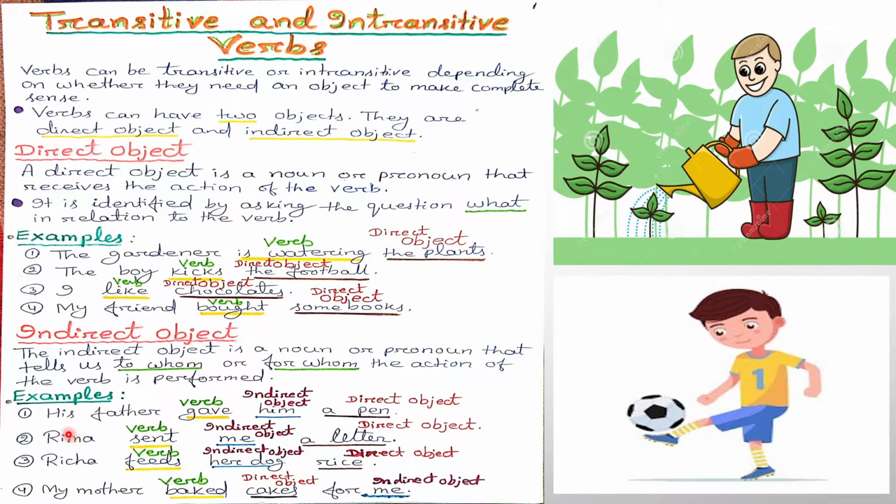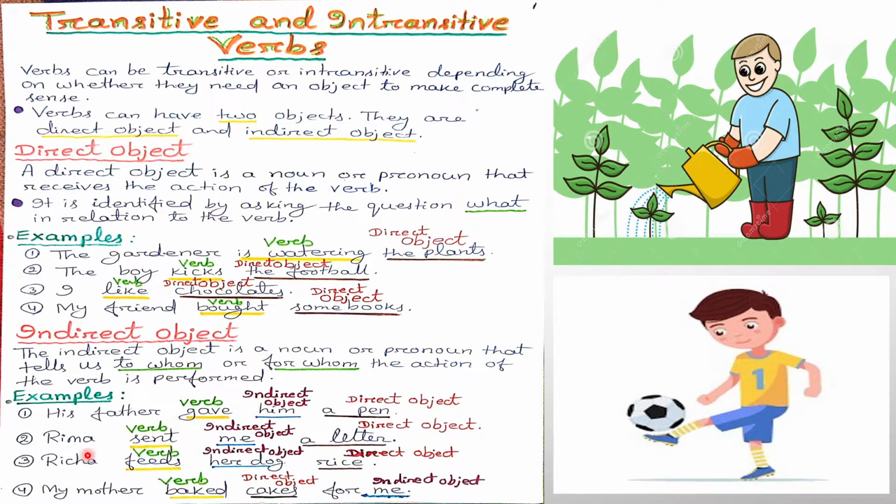Here are some examples. Number 1, his father gave him a pen. What did his father give him? The answer is a pen. A pen is your direct object. Whom did his father give a pen? The answer is him. Him is your indirect object.